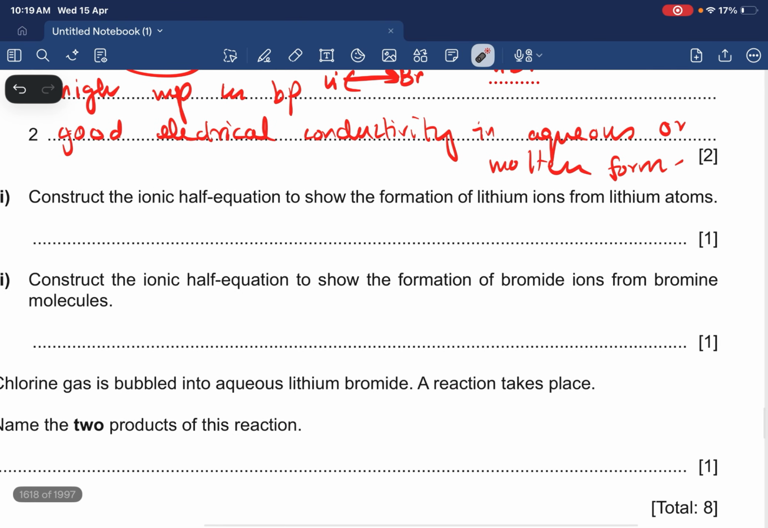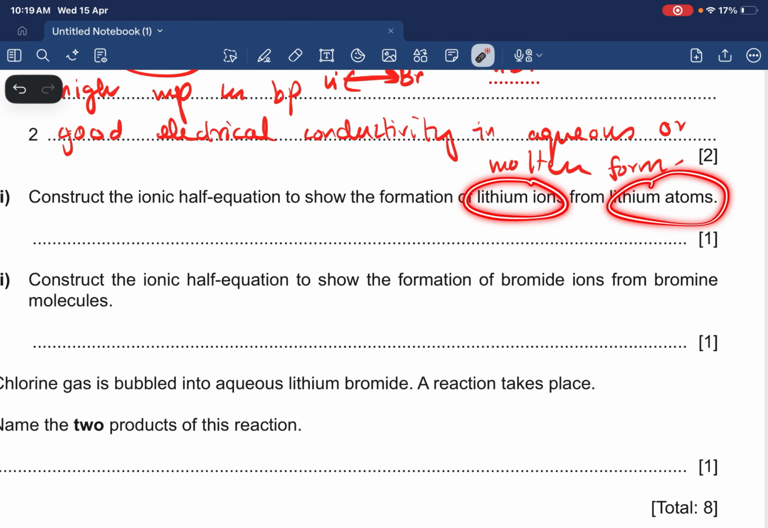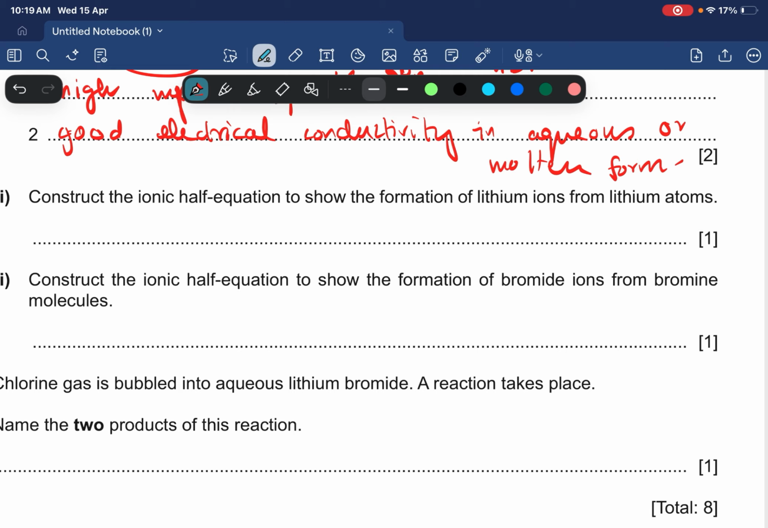Construct the ionic half equation to show the formation of lithium ions from lithium atoms. So we have to show the formation of lithium ions. This is a lithium atom. It's in group 1. Group 1 means it loses one electron to form Li+ plus 1 electron. Got it? Important stuff. Okay.